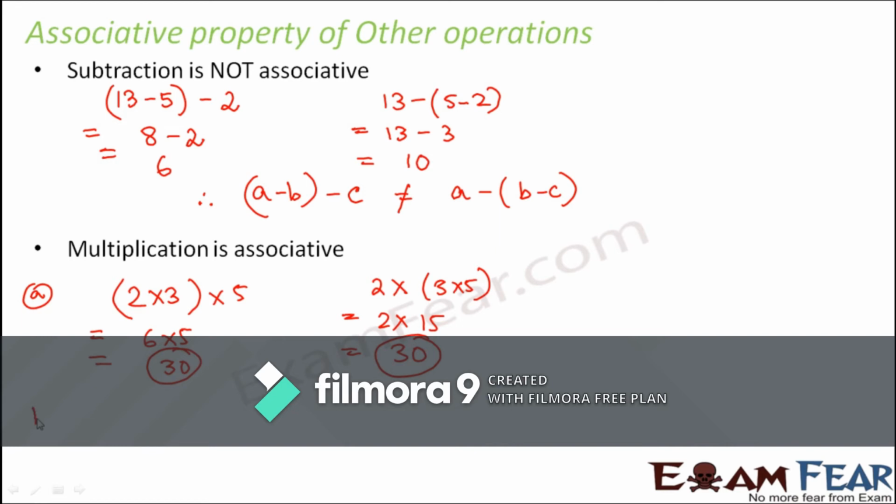So this is one example. Let us take another example. Let's say 1 into 0 multiplied by 3. So 1 into 0 is 0, into 3, which is equal to 0.